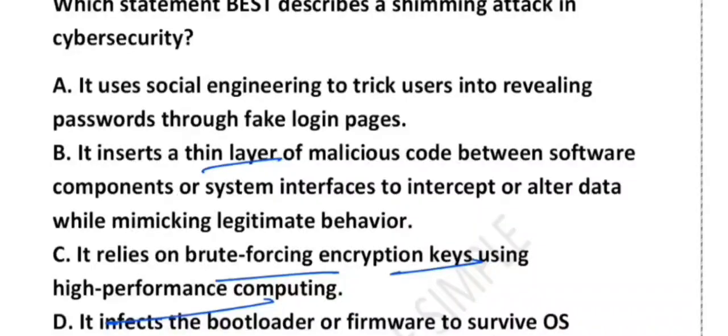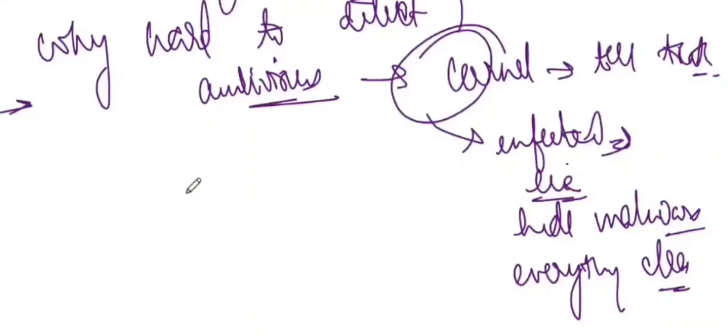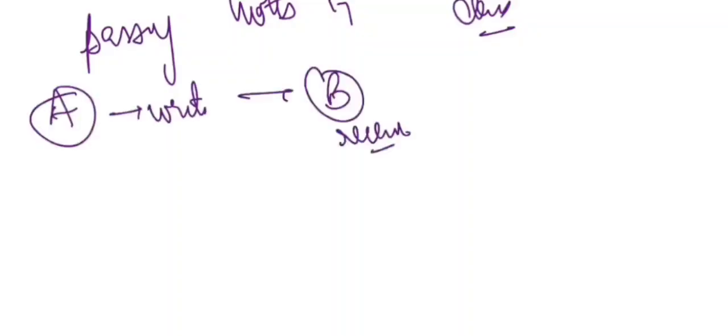So what is this shimming attack all about? Let me give you one example to make it more clear. Imagine that two friends are passing notes in a class. Person A writes the message and person B receives it.